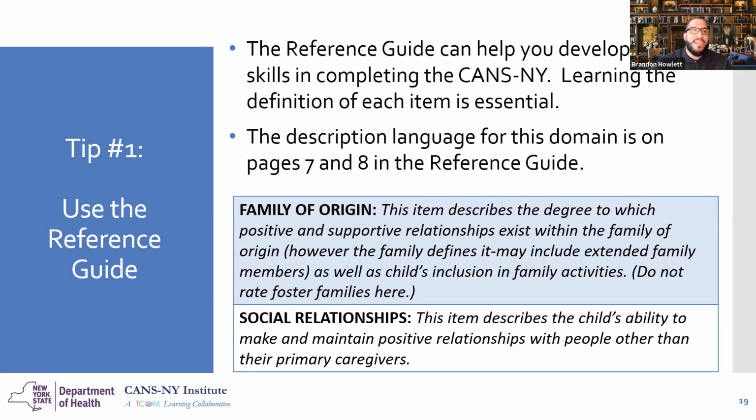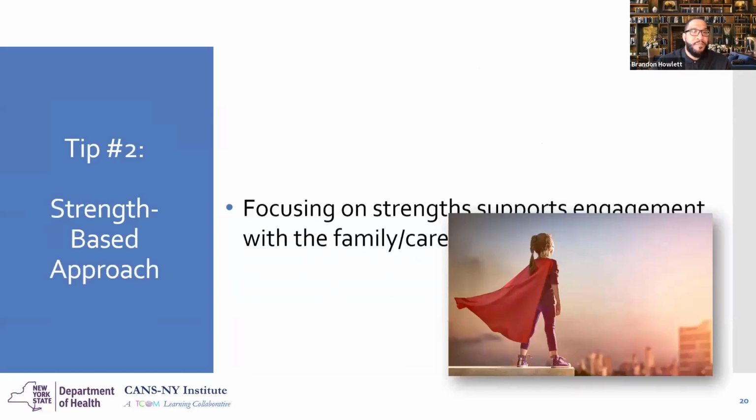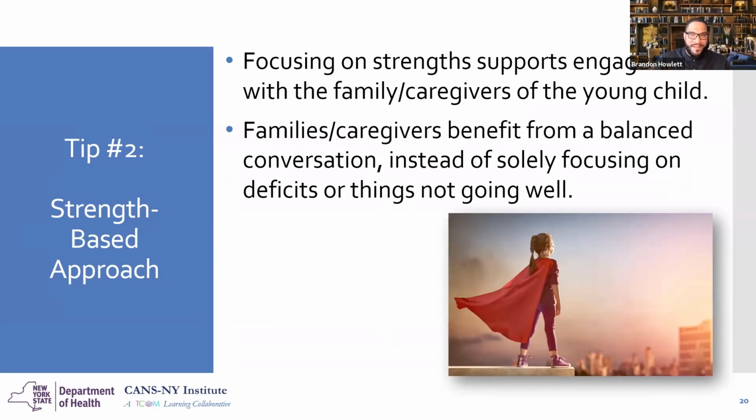The second tip is strength-based. You want to absolutely be strength-based. You want to focus on strengths in your engagement with children and families. And you also want to be balanced in your conversation instead of solely focusing on deficits, right? Not focusing on things not going well. You want to be deliberate about illustrating the things that are going well for families.